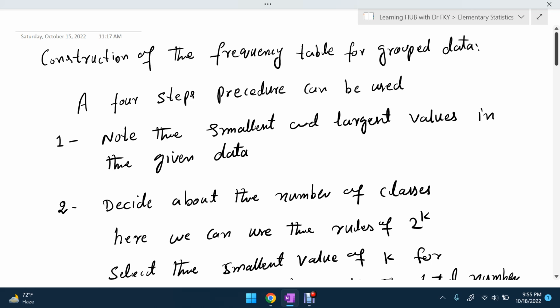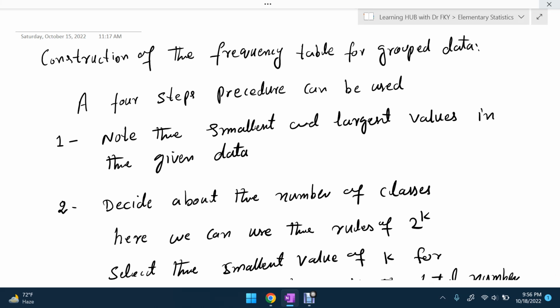So we construct some intervals, and then we count the number of values in those intervals and write the frequencies against each interval, and that we call the frequency table. In this video, I will explain the general procedure. Some people say a 6-step procedure, but I will explain a 4-step procedure with which you can easily construct a frequency table. You can apply it to any data set which you have, even when the range is a little higher, with more values and a high range.